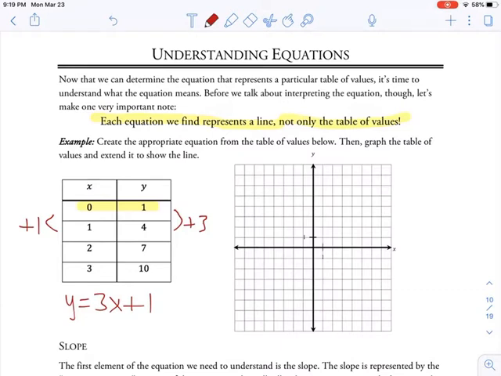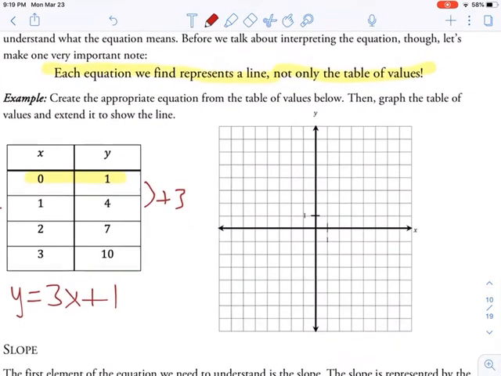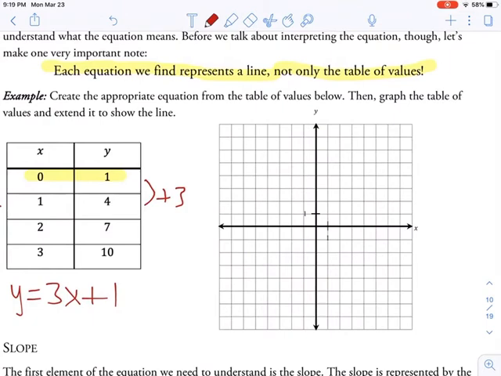Okay, so we're going to take some time now to plot all of the points that are on the table of values given here. I'm going to zoom in a little bit to make this more accurate. So I have the point (0, 1), and then I have (1, 4), and then I have (2, 7), and you're going to notice that (3, 10) doesn't fit, which is totally okay. Now we're going to be drawing a straight line through these points.